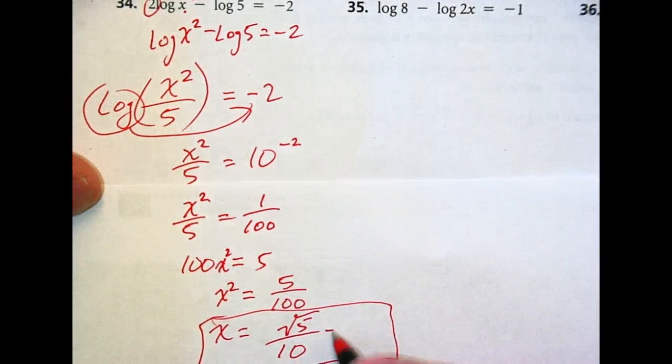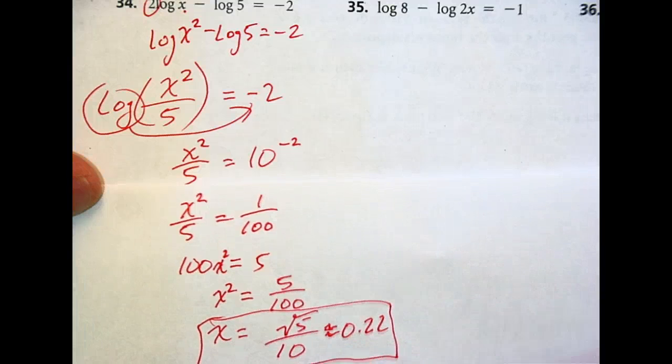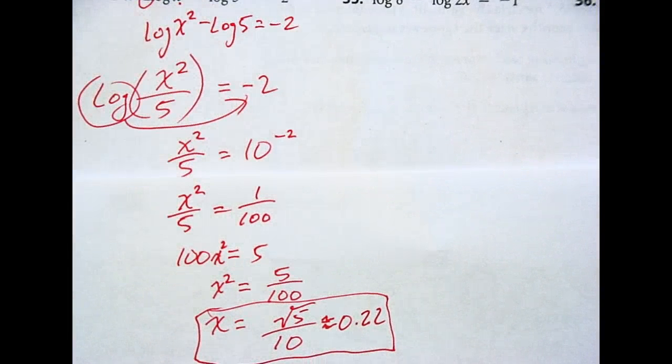0.2 what? 2? Okay. Good questions. Other questions? Cool. How do you do number 27?